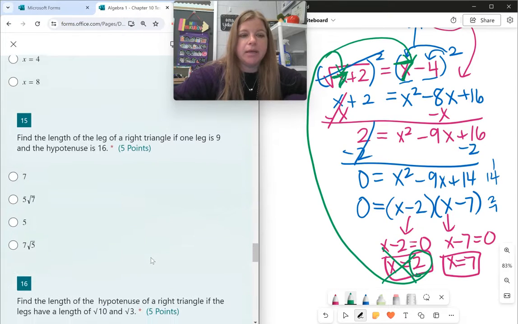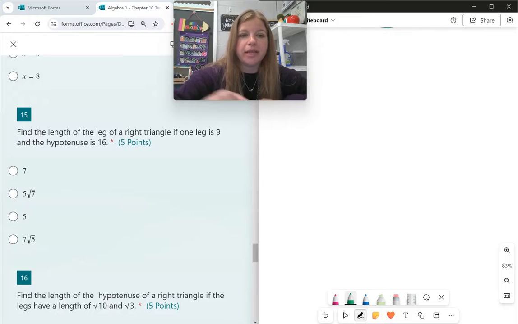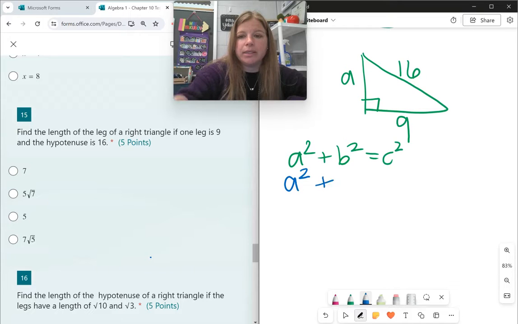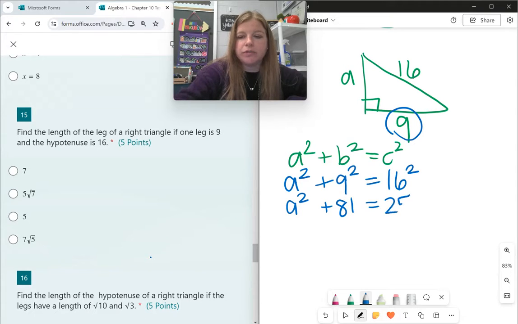That's it. Number 15, Pythagorean theorem. Find the length of a leg of a right triangle. So one of my legs is missing. If one leg is 9 and the hypotenuse is 16. Ready? A squared plus b squared equals c squared. So I know I'm solving for a leg, so a squared plus, I know the other leg is 9, so 9 squared equals, c is my hypotenuse, 16 squared. This ends up becoming a squared plus 9 squared is 81, equals 16 squared is 256.